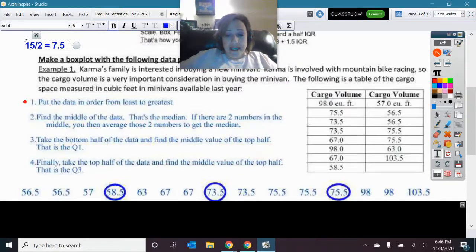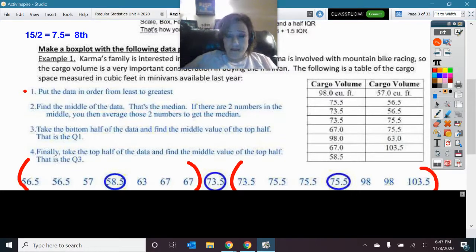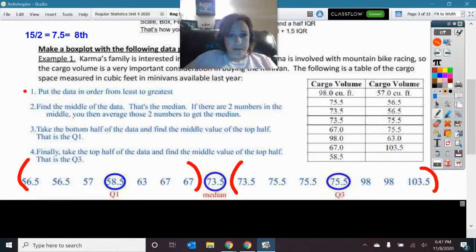Okay, so then that tells me that the eighth piece of data is going to be my median. So here we go: 1, 2, 3, 4, 5, 6, 7, and there's the eighth piece of data. That is your median, and it splits the data. You have 7 pieces below it and 7 pieces above it. So that's how I figure out the median.